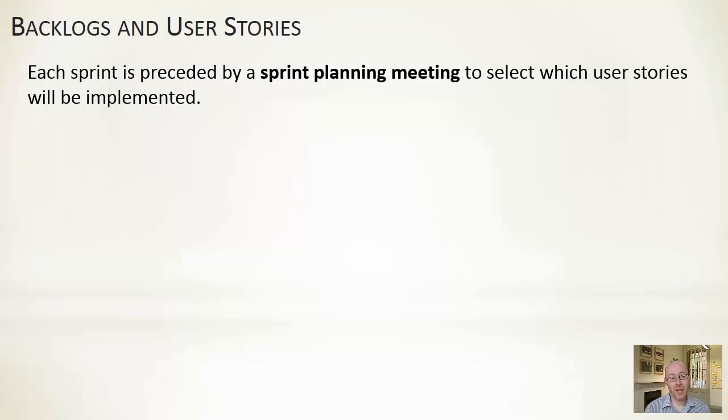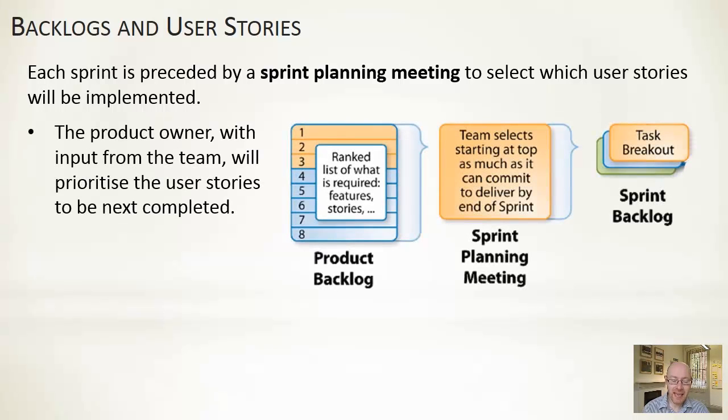Now, the product owner is the key individual within this, but they do it in collaboration with the team. So the product owner will look at the backlog and say, okay, there's maybe 100 things I could do. At this point in time, what is the most important thing for me to have done in the next 2-3 weeks? And they'll talk to the team to get their input as well. But the product owner picks out one or more user stories. So they take the most important user story out.